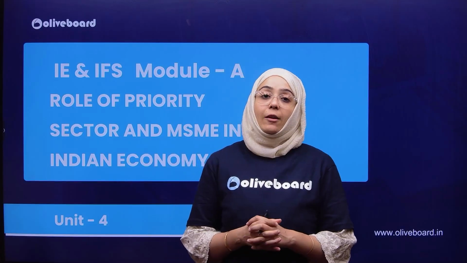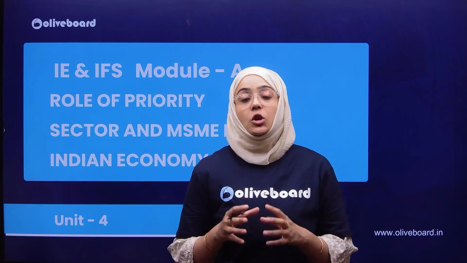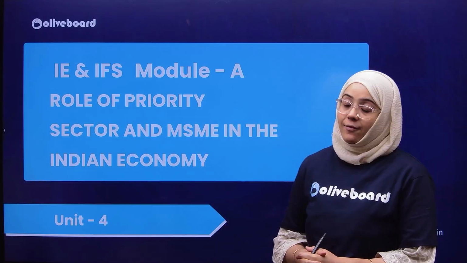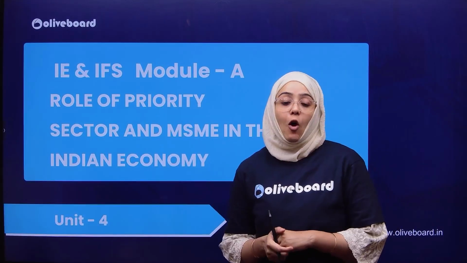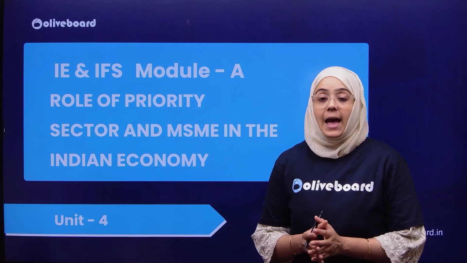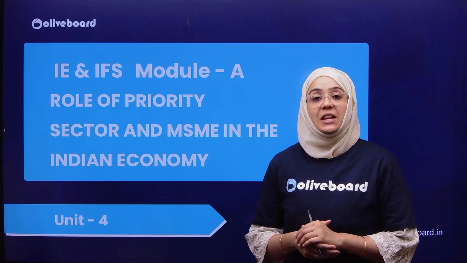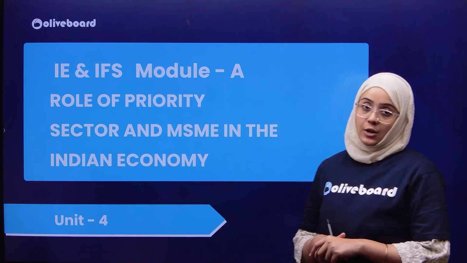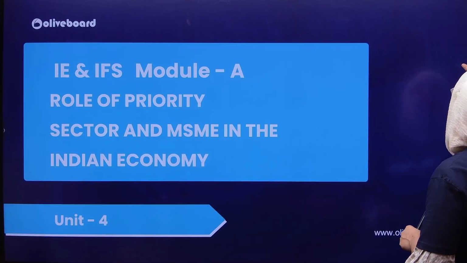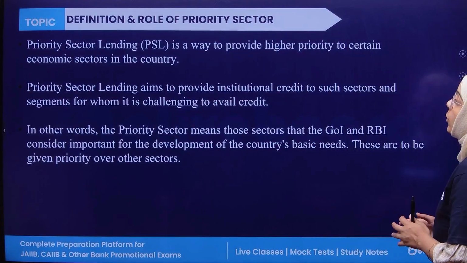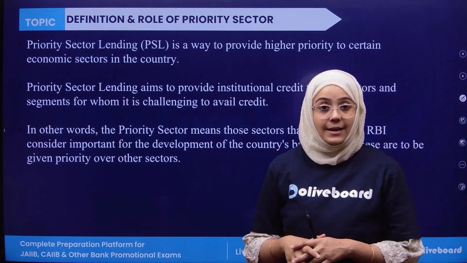So today I'm going to give you a very quick revision of Unit 4 of IEIFS. Unit 4 is Role of Priority Sector and MSME, Micro, Small and Medium Enterprises in the Indian economy. So let's start discussing. First of all, what is the priority sector lending?